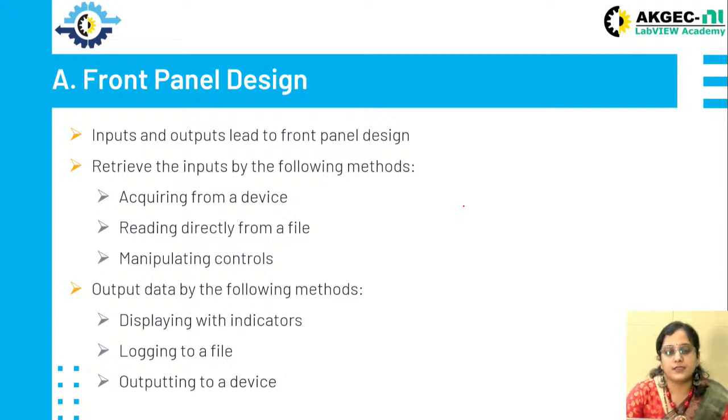So front panel consists of inputs and outputs. Inputs are used to acquire information from a device, either from the hardware part or from any file, or we can manipulate the control. For the output device, whenever the result is there, we have to display that result, or we have to store that result in a file, or we can output it to a display.